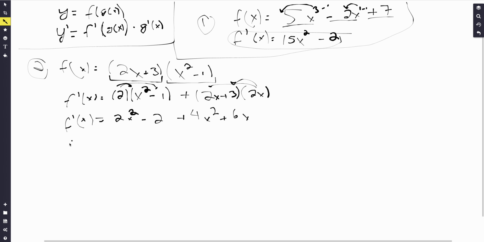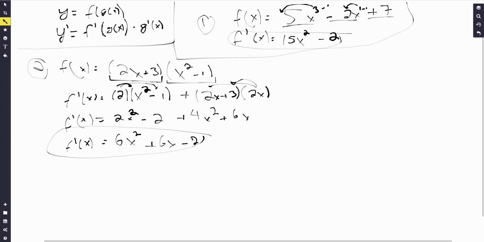We can still simplify. Again, I'm doing this because your calculus teacher will probably want you guys to simplify the furthest. And even in like a multiple choice test, it'd probably have it simplified to the furthest. It's always a good habit to develop. So, yeah. So this would simplify into 6x squared plus 6x minus 2. And there's your final answer.